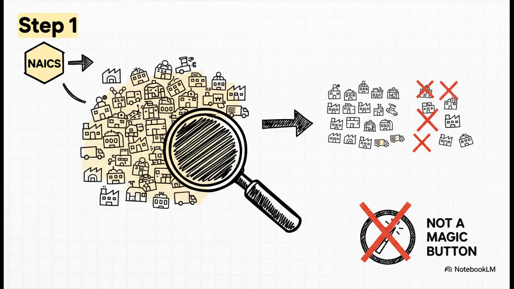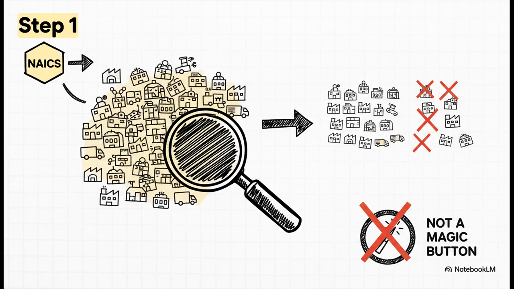But, and this is the absolute key to the whole thing, they are not a magic button. The real secret is a two-step process. Step 1, use the codes to build your foundation. You find all the right companies in your perfect niche. But then comes step 2. You have to manually verify and refine that list.